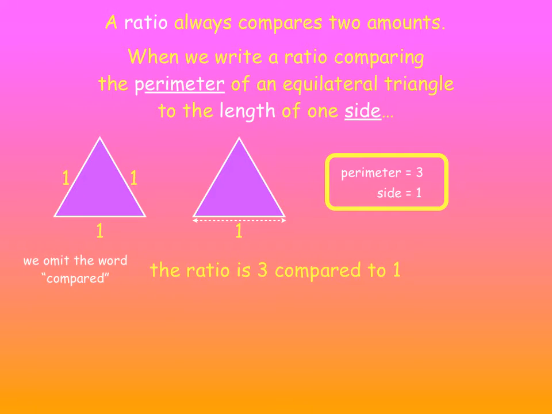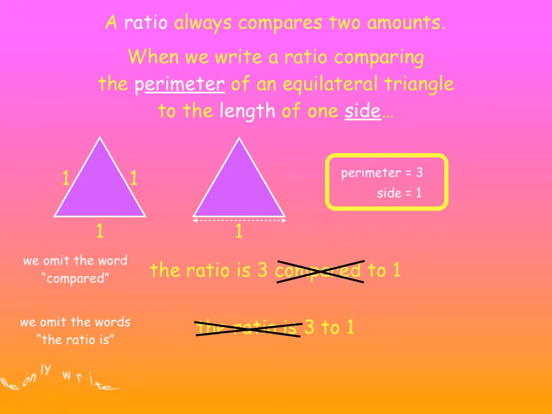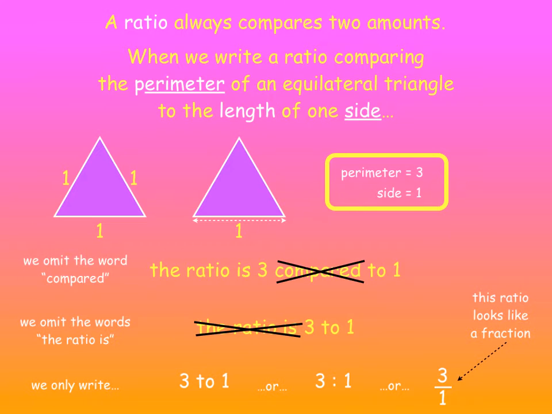But usually we omit the word compared, so we could say the ratio is 3 to 1. But usually we omit the words the ratio is, and we just say 3 to 1. This last ratio looks like a fraction.